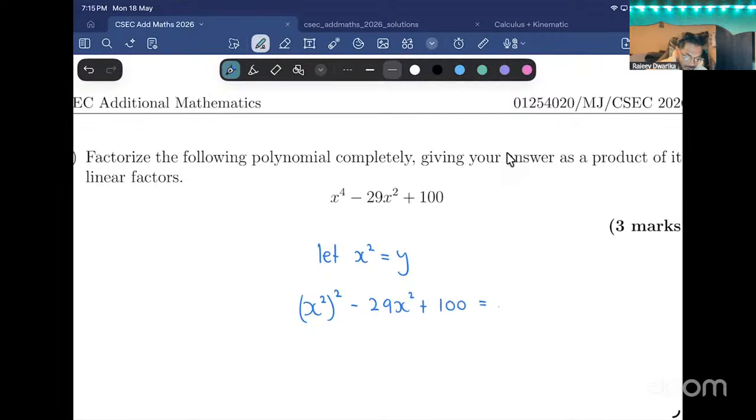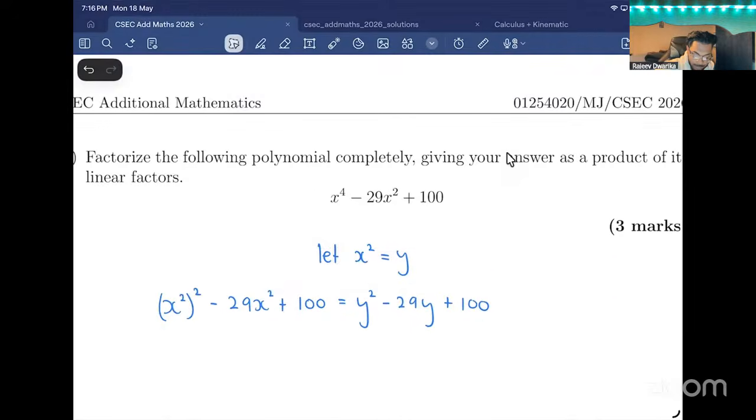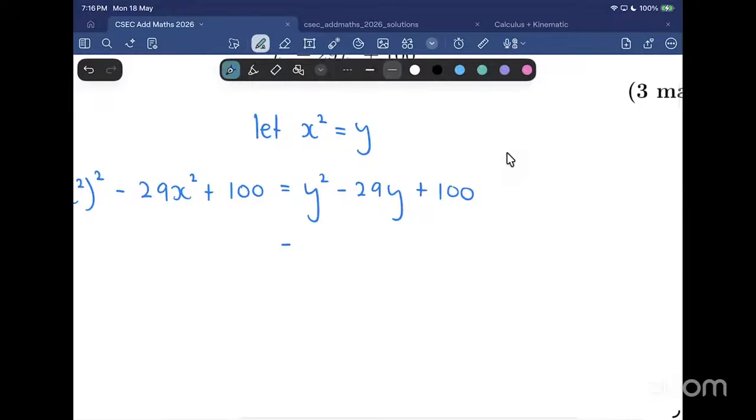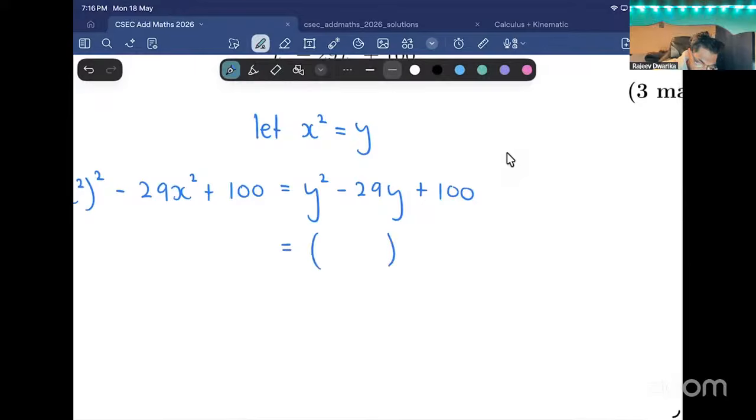And so if I tell you x squared is y, I'm going to replace x squared with y, so that's going to be y squared, and minus 29y plus 100. Are you guys okay so far? Yes, sir. So I'm going to look at my first term and my last term. To get y squared is just y by y. And to get 100, we're looking for two numbers that multiply to give us 100, but add to give us the minus 29 in the middle. Do you have any suggestions?